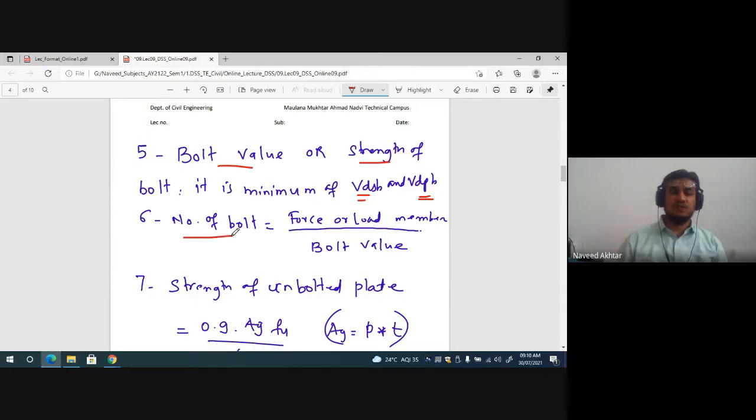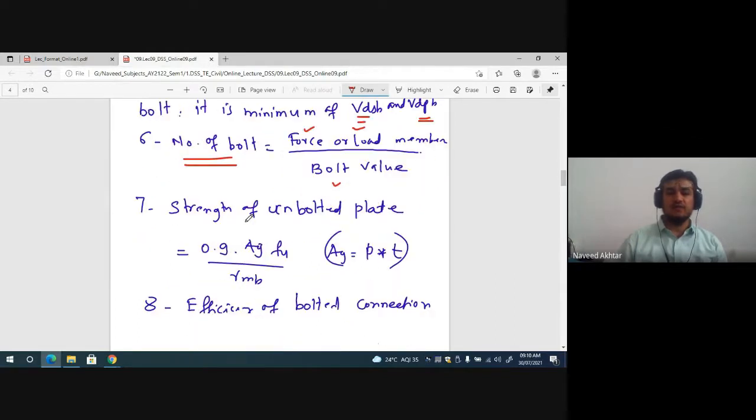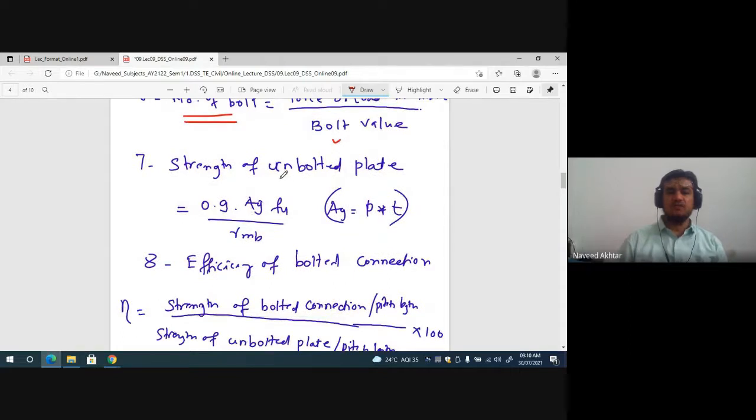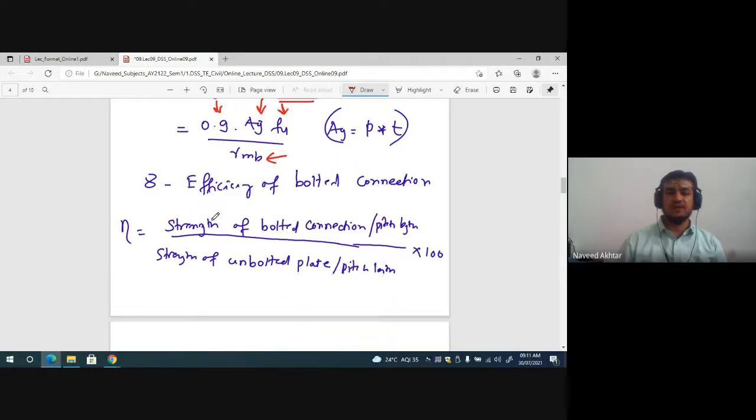Then the number of bolts, if you have to find out, if you know the force or load on the member, you can put the force divided by the bolt value, and you can easily find the number of bolts required for the connection. For the strength of the unbolted plate, if you have to find out the efficiency, in place of An we have to take Ag, because in tension we are considering 90% strength, that's why we have 0.9 Ag fu upon gamma M, where fu is the ultimate strength and gamma M is the partial safety factor for the plate material.